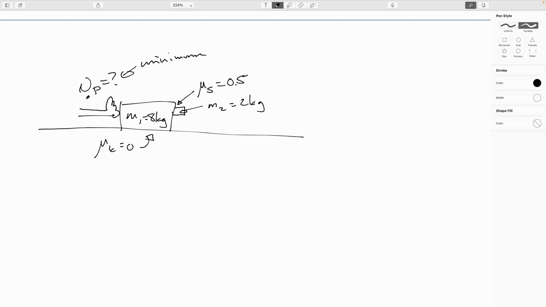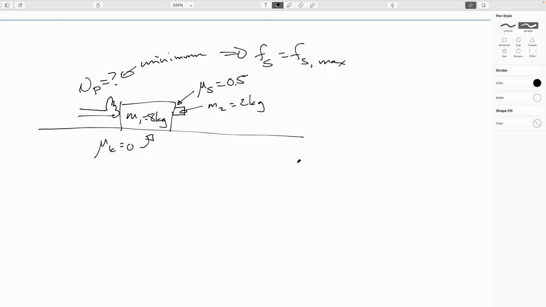That I would need to push this block with to keep this block from sliding down. Now, when you see things like this where there's friction involved and you're asked what is a minimum or what is a maximum, that is code that in this particular instance, the force of static friction is equal to its maximum amount. So we can conclude here that between these surfaces, the force of static friction is equal to Fs max.